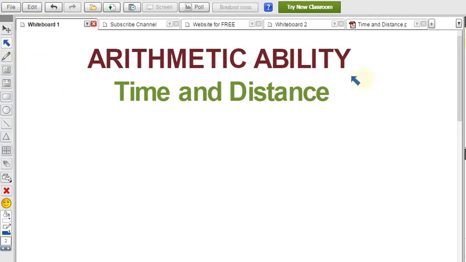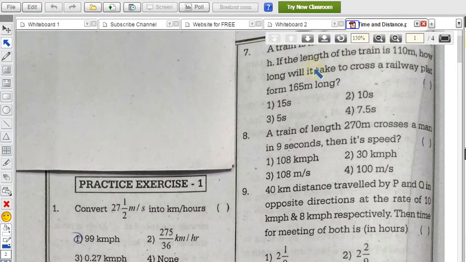In arithmetic ability, the topic is time and distance. In this chapter, we can discuss the topics regarding time, distance, trains, boats, and streams. These are all the topics I'll discuss with you. Then, after completing all the important points in the formulas and theory part from time and distance, I will explain one of the important practice exercise papers.